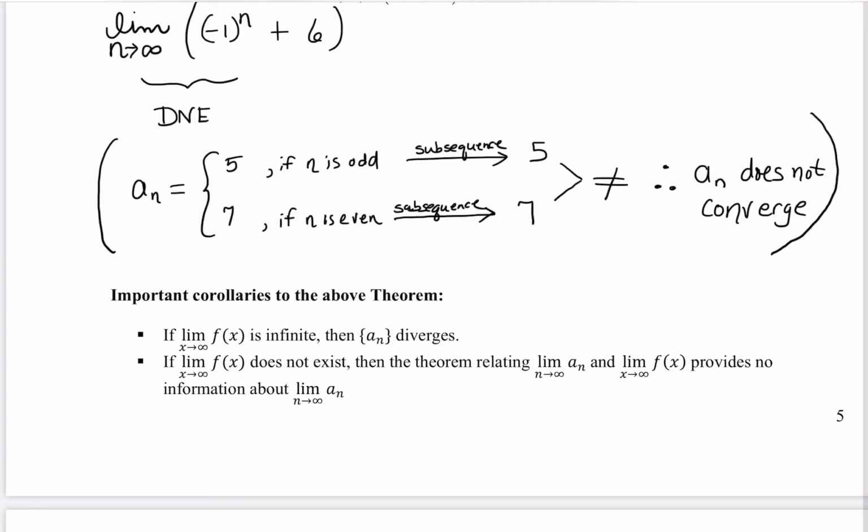Then it provides no information. So in this case, if the limit doesn't exist, so it's not that it necessarily goes to infinity or negative infinity, like the one that we just did up above.